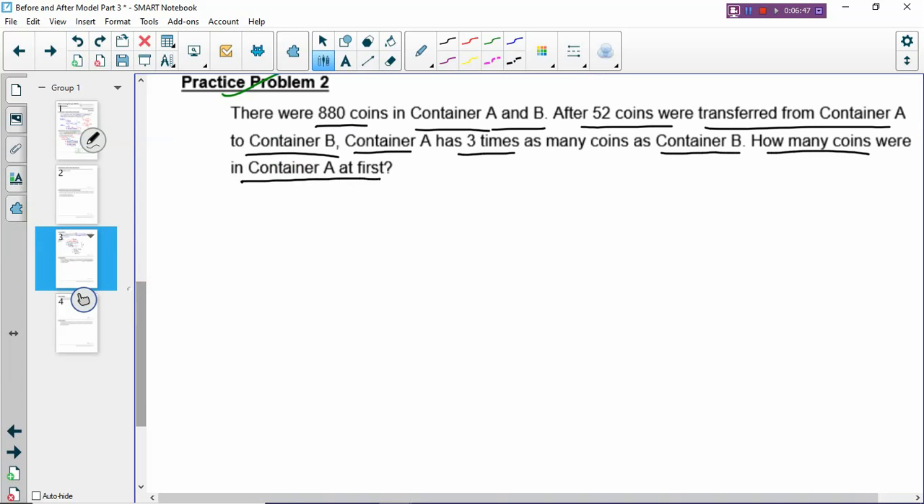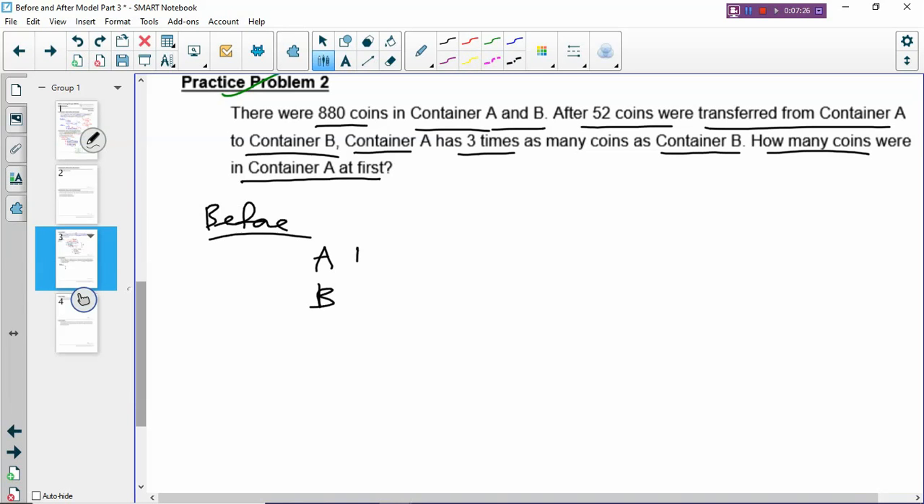Now, if you are going to separate the model, which is also possible, this is how it will look. Your before model, container A and container B. Do we know how many coins are in container A? We are not sure because the question never really says. So you can guess, you can assume. Maybe container A has more, maybe container B has more. So you just draw anyhow, and later on, if you find that you have drawn a little bit wrongly, you can always adjust it. You can always erase. So I'm just going to guess. Maybe container A has more.